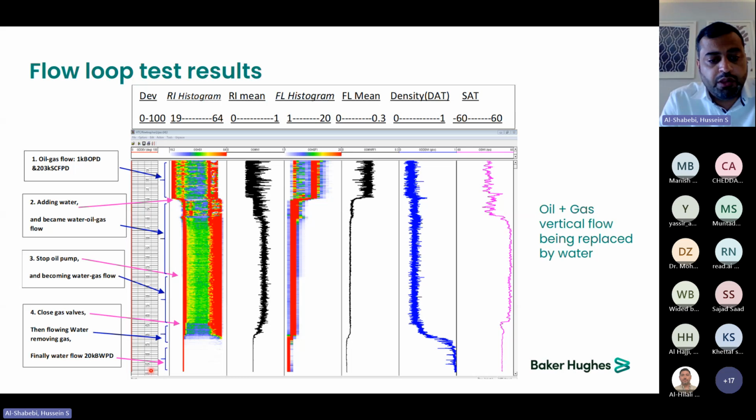At this time, we stop the gas, and now you can see we have only water in the system. We have one peak only in the refractive index histogram. The fluorescence also goes almost to zero, and the density is increasing almost to the water density value.